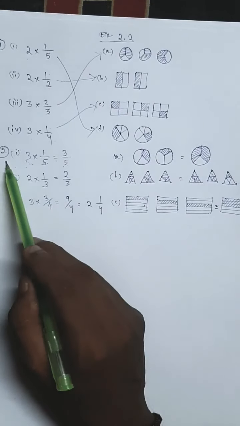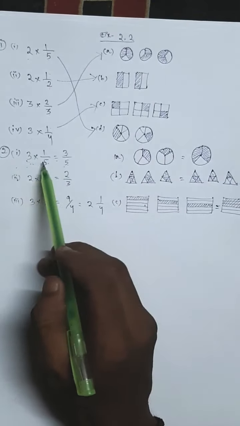Now come to your number 2. Here also we have to match the numbers with appropriate diagrams. 3 into 1 upon 5 equals 3 upon 5. 3 into 1 upon 5 means there are three diagrams in which one part is shaded out of 5 equal parts. 3 upon 5 means 3 parts are shaded out of 5 equal parts. So your answer should be C, because here one part is shaded in each diagram and here 3 parts are shaded out of 5 equal parts.